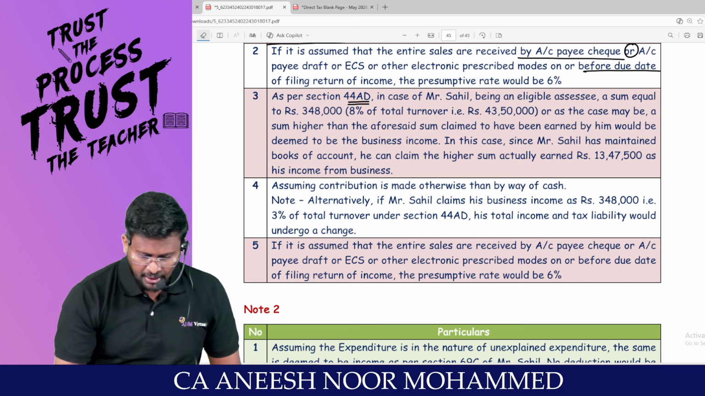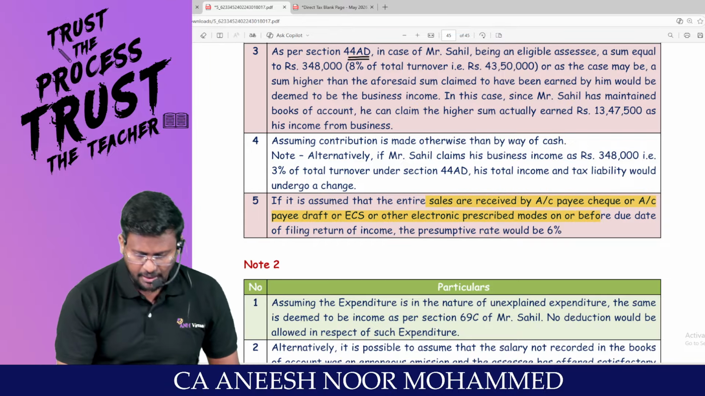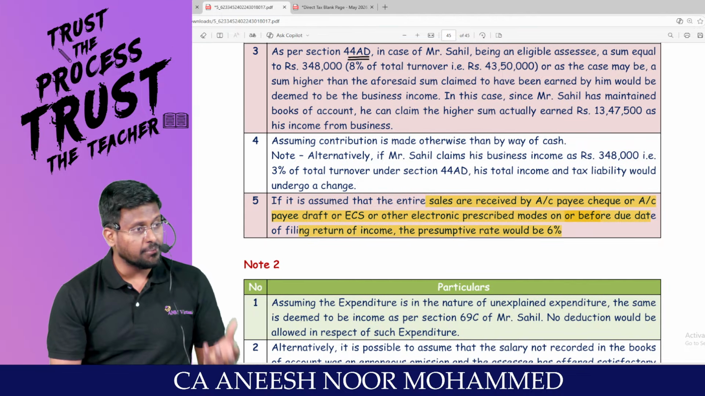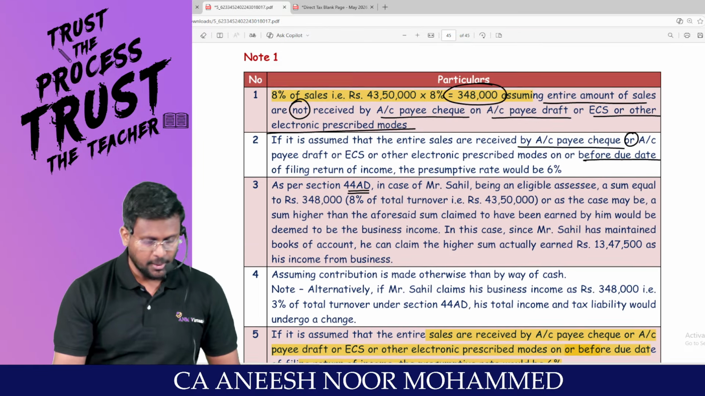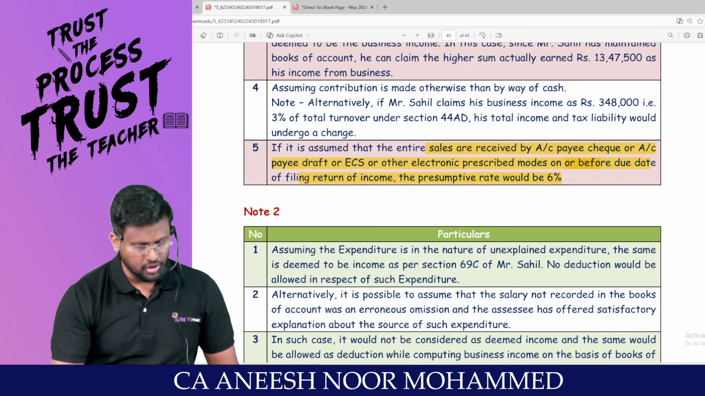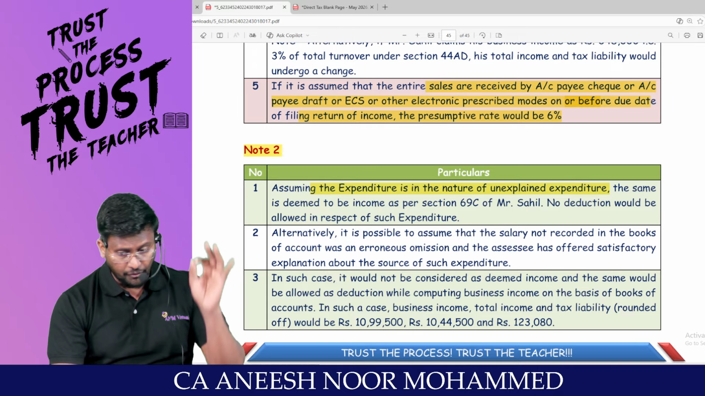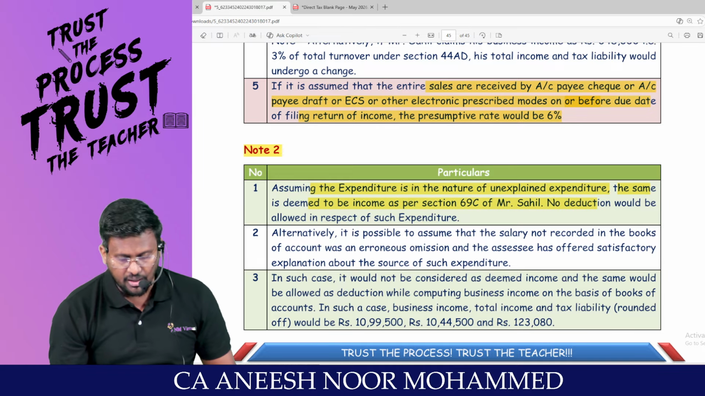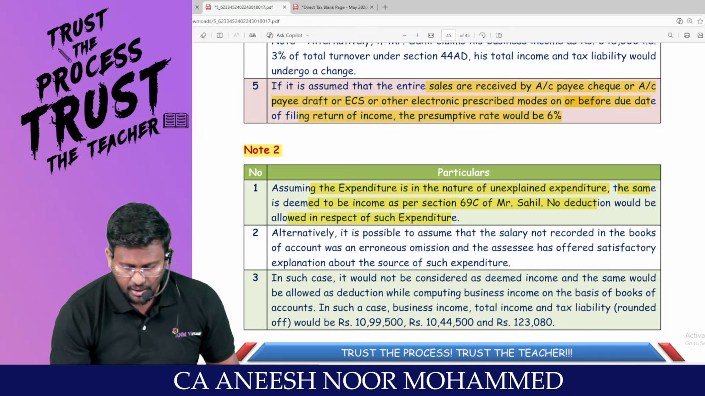Am I right? If it is assumed that the entire sales are received by account payee cheque or account payee bank draft or electronic clearing system or such electronic mode as may be prescribed, then the presumptive rate will be 6% instead of the 8% calculated. This is note number 1, are you able to appreciate? Note number 2, sir, assuming the expenditure is in the nature of unexplained expenditure, it is only an assumption. The same is deemed to be an income as per 69C of Mr. Sahil. No deduction will be allowed in respect of such income.